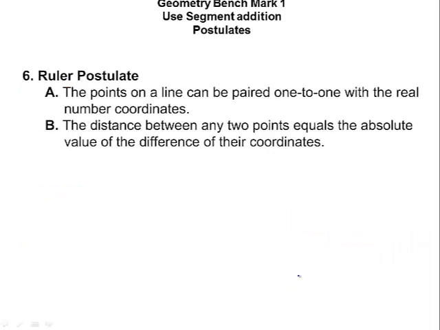Remember, postulates are things we accept as true without proof. This is one of the first postulates that Euclid came up with: that the points on a line can be paired one-to-one with real number coordinates, and that the distance between any two points equals the absolute value of the difference of their coordinates. Remember, absolute value is always positive.